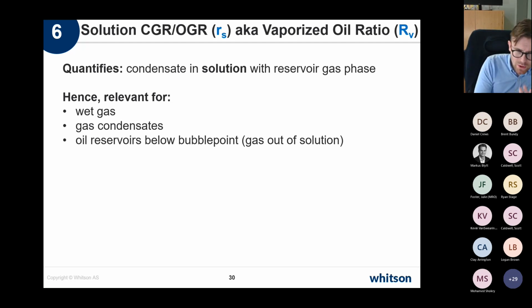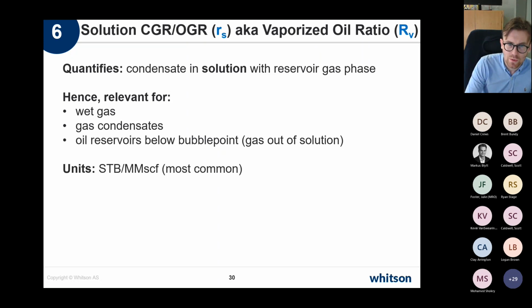And then maybe you know this, but it's a good reminder: it's also relevant for oil reservoirs. But when is it relevant for oil reservoirs? Well, when we go below the bubble point. And why is that the case? Below the bubble point, gas is coming out of solution, and that free gas phase will have some condensate in solution. If it's a volatile fluid, it will have a lot. If it's a very low GOR oil, it will not have that much. But it's a very important term for you to account for this condensate in solution of the gas phase.